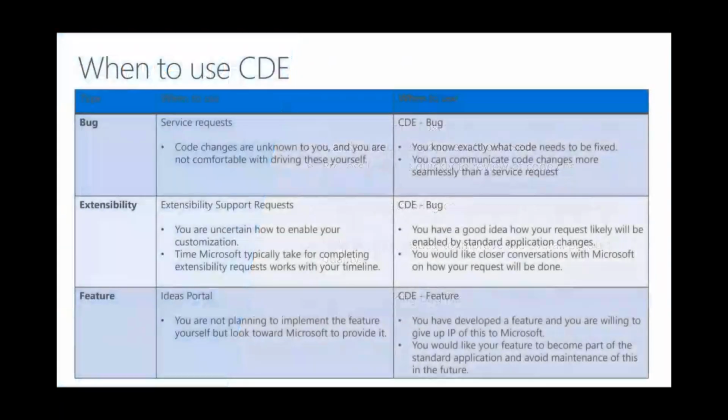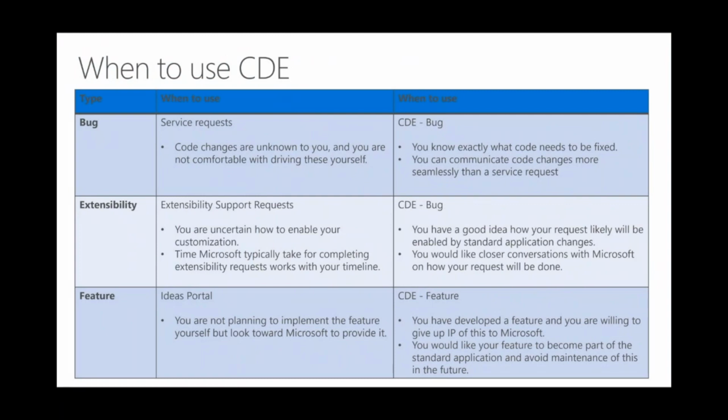Let's have a look at how you would be considering using CDE in each one of these instances. Let's take bugs. Bugs obviously can be filed to us using service requests. That's the established channel, if you like. And sure enough, if you're finding a bug and you're not quite sure what the change really needs to be and you're not comfortable trying to fix that yourself, okay, still go with the service request by all means.